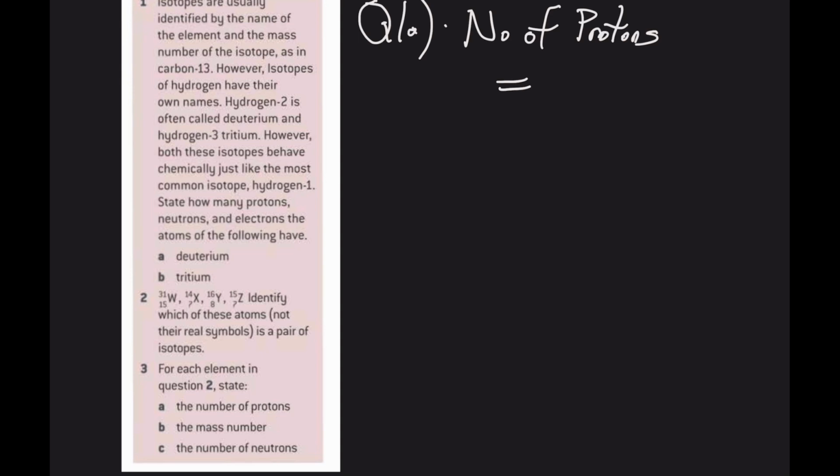So using the periodic table and using what we said before, we said that isotopes of an element always have the same number of protons. So it doesn't matter which isotope of hydrogen we have here, we can always read off the atomic number from the periodic table. And doing so gives us an answer of 1, because the atomic number of any hydrogen atom is always 1. So number of protons is equal to 1.